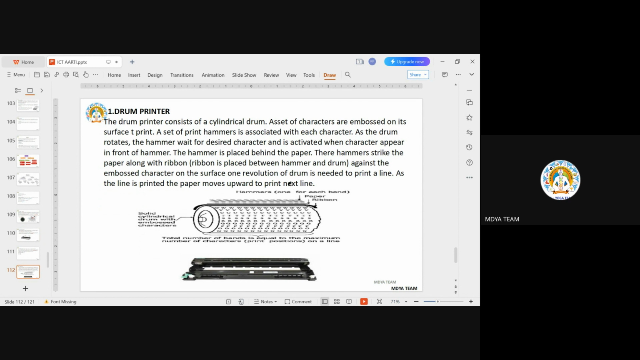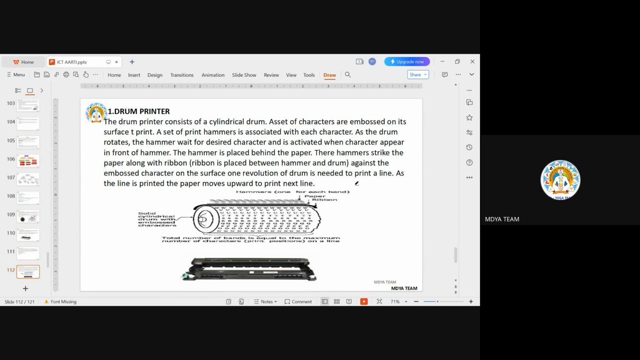The hammer is placed behind the paper. The hammer strikes the paper along with the ribbon. The ribbon is placed between the hammer and the drum, against the embossed characters on the surface. One revolution of the drum is needed to print a line. When one revolution is complete, it means one line will be printed. One revolution of the drum means one line printed at a time.